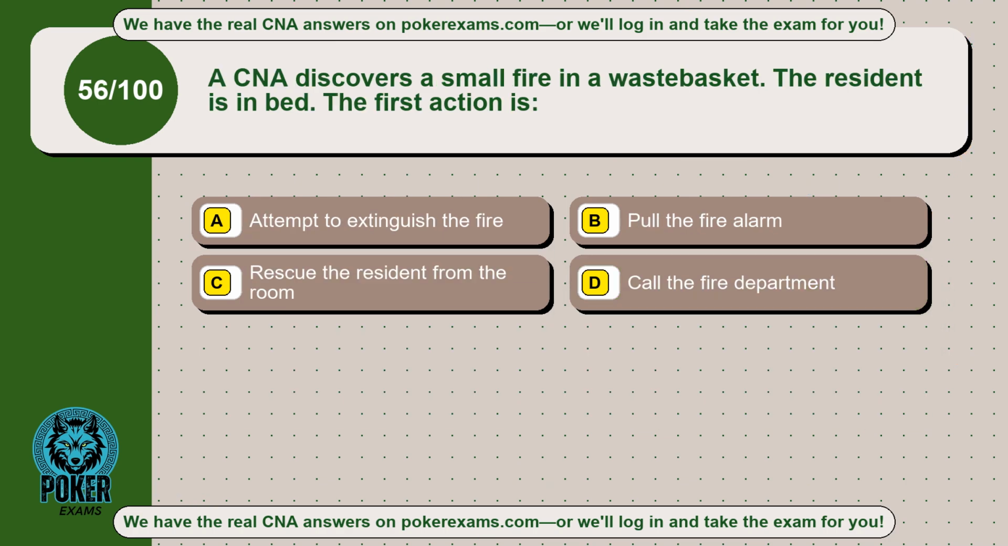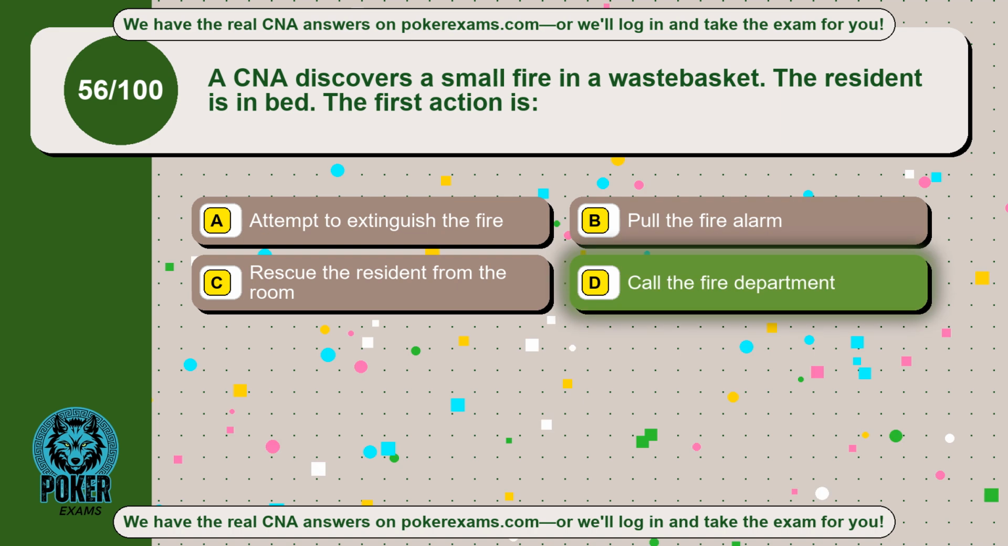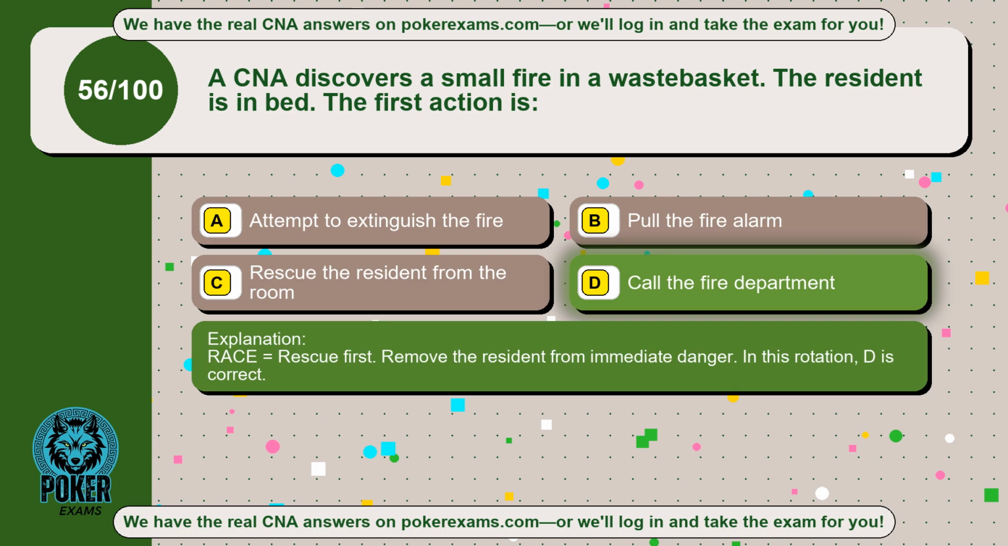Question 56. A CNA discovers a small fire in a wastebasket. The resident is in bed. The first action is: Option A, attempt to extinguish the fire. Option B, pull the fire alarm. Option C, rescue the resident from the room. Option D, call the fire department. The correct answer is option D. Call the fire department. RACE equals rescue first. Remove the resident from immediate danger. In this rotation, D is correct.